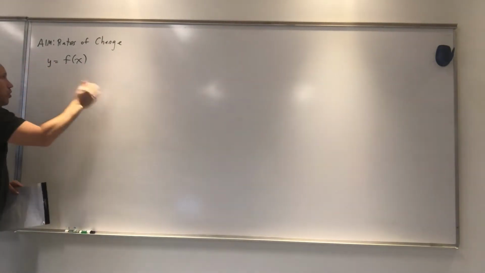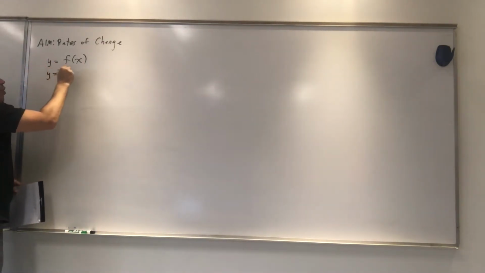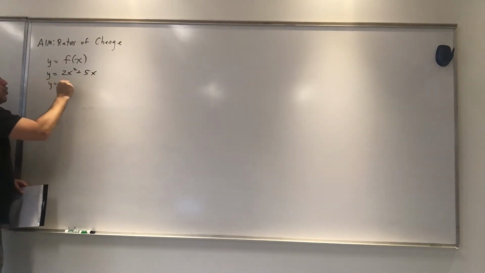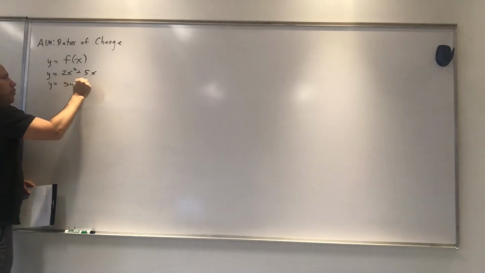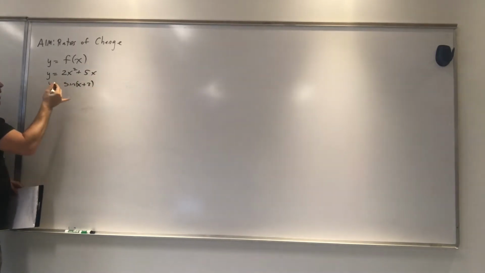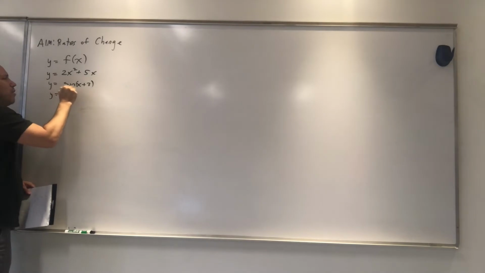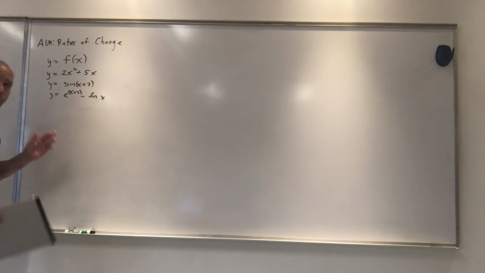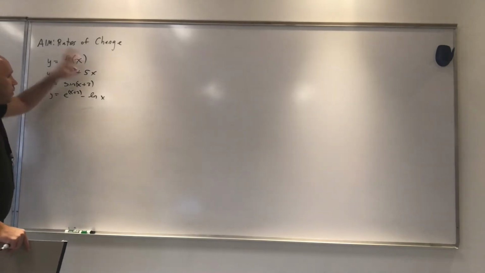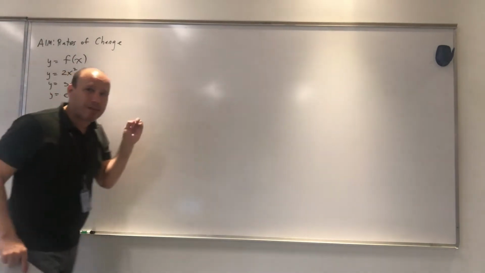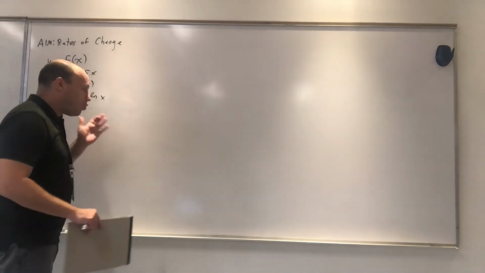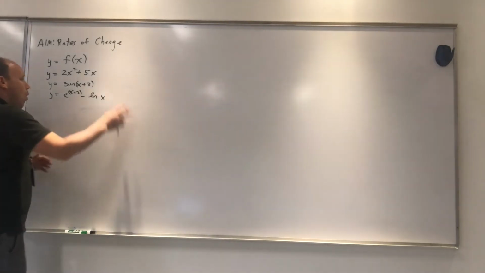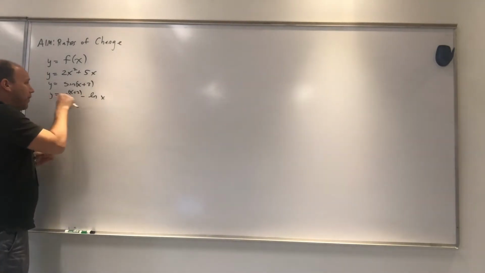Every equation is going to be like y equals 2x squared plus 5x, or y equals sine of x plus 3, or y equals, I don't know, e to the x plus 2 minus ln of x. But the idea is that you have a y equals something to do with x. That's the idea. So we say that y is a function of x.